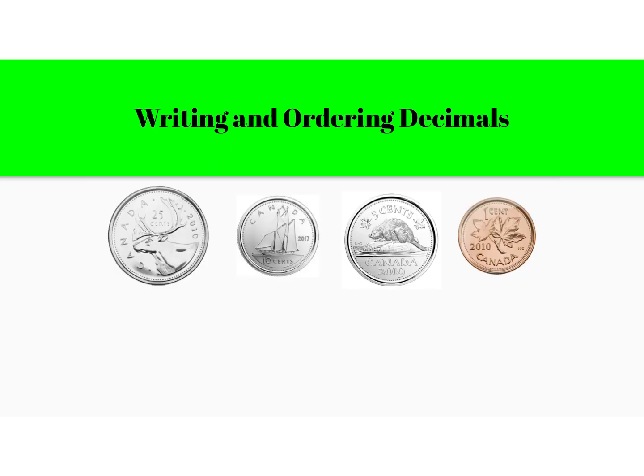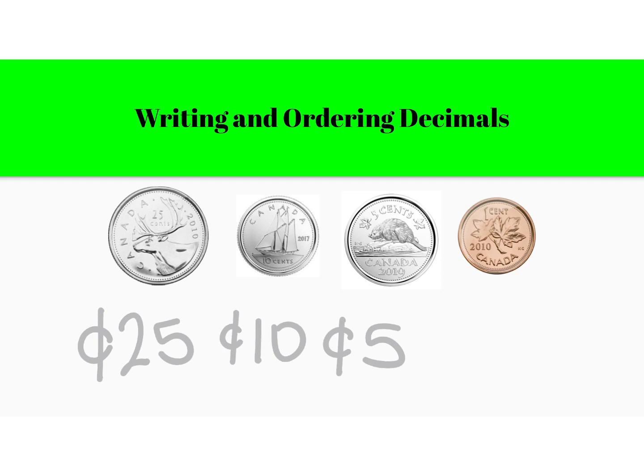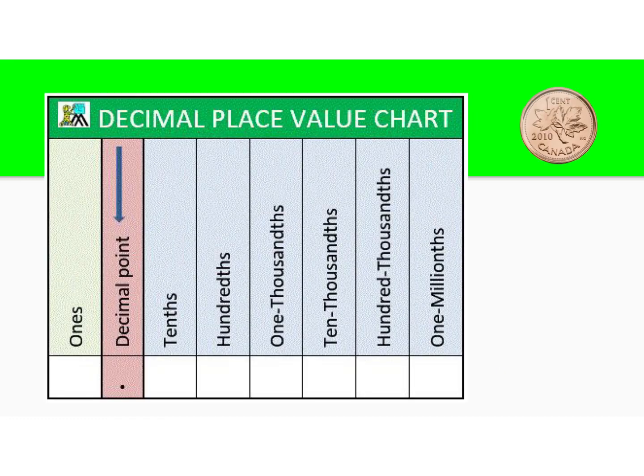If you've got writing and ordering decimals, we've got 25 cents here. So you could just write it like this, 25 with the cent symbol right here. You could write 10 cents like this, 5 cents, not to be confused with $5, right? Or 1 cent. A penny, this little 1 cent used to be something that we'd have. We don't really have it much anymore. But let's look and see how we could write these as decimals.